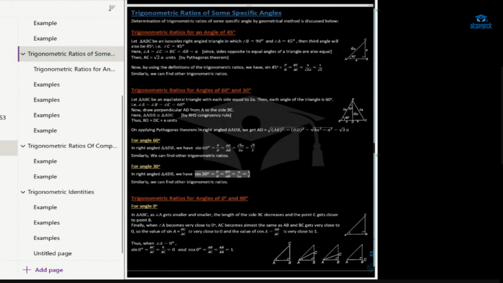Okay. I said that I will tell you how I am saying that this angle, sine 45, would be 1 by root 2. Okay, so this is a way that we can prove this also.